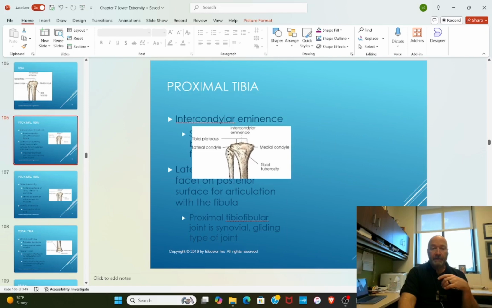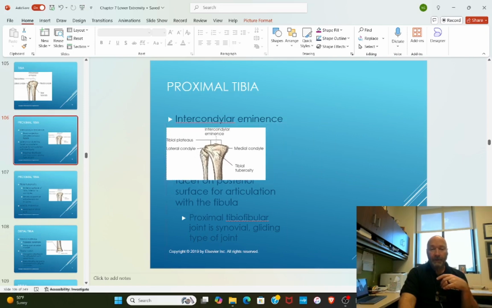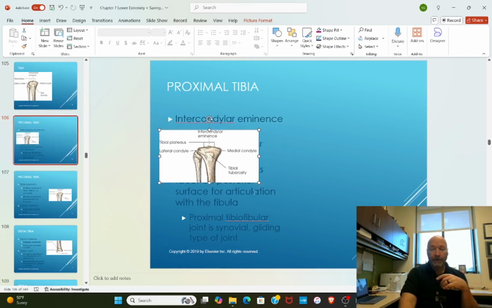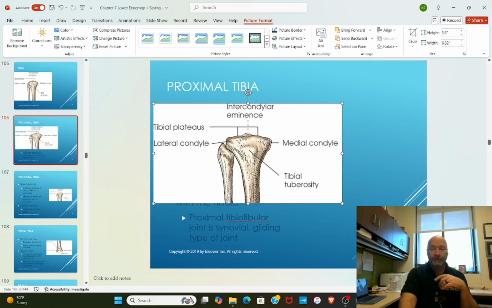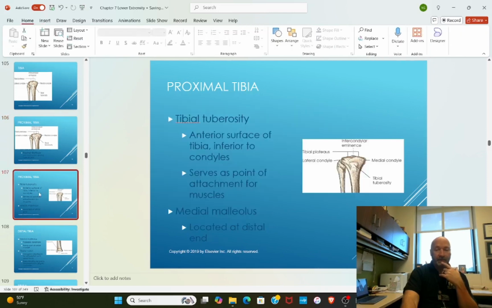So just kind of the same thing here, but we do have another tibial tuberosity that's sticking out front. A common childhood malady is to have injury to that tibial tuberosity. That's where it kind of pulls away from the tibia itself. So you may see that occasionally as well.